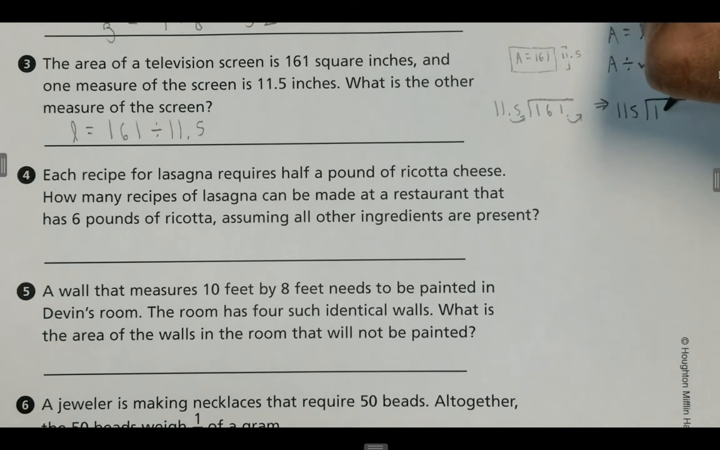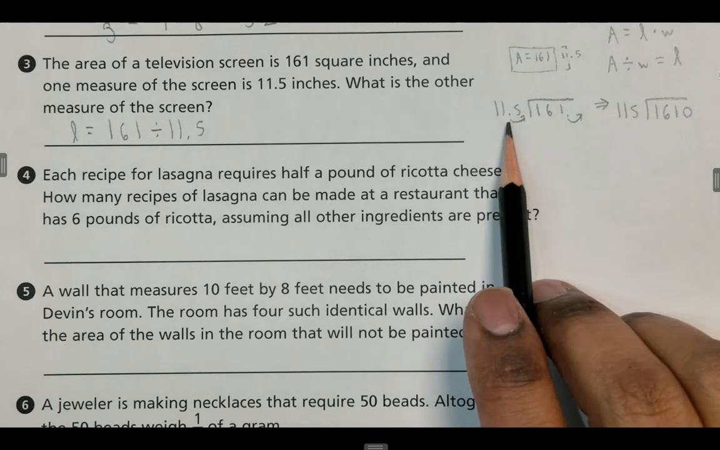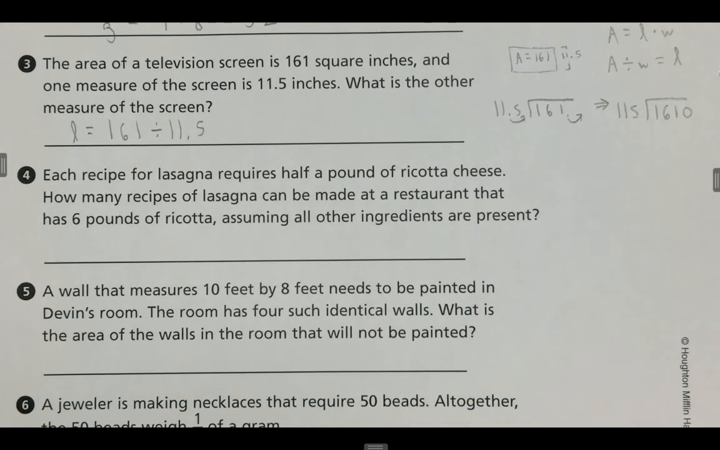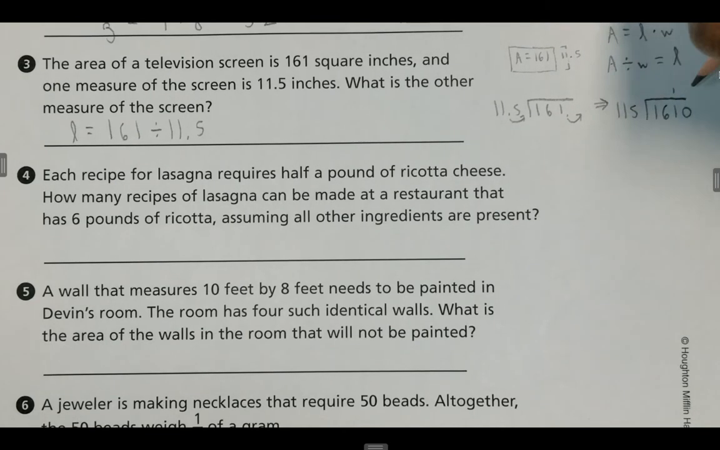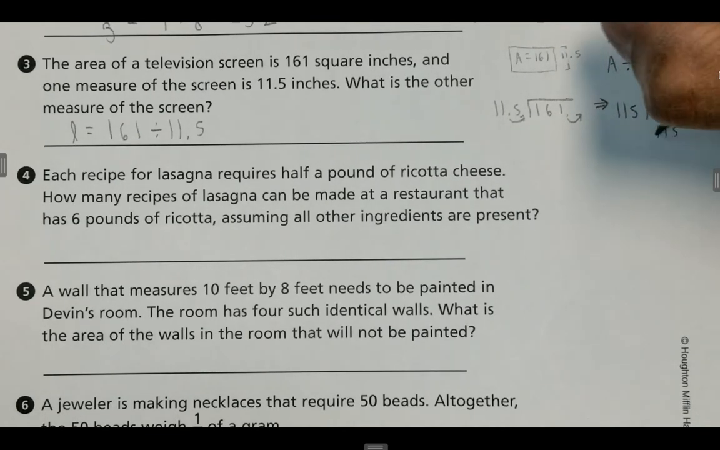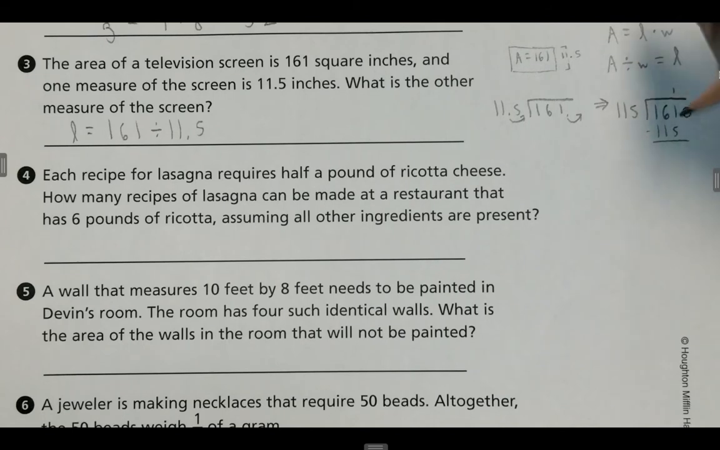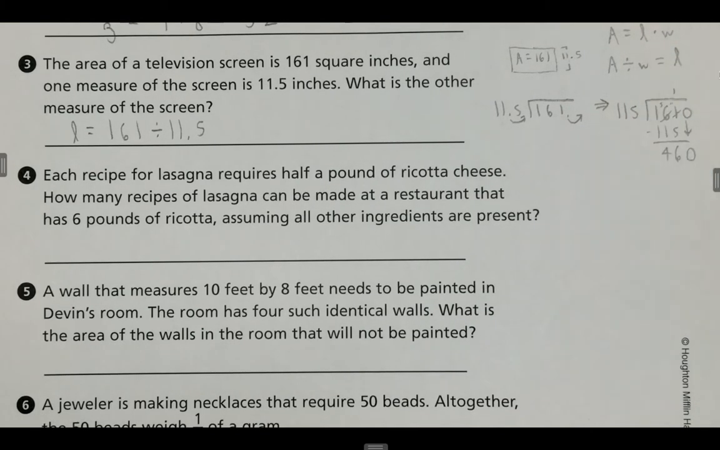And my dividend, I add a 0 because I did one push to this side and had to do one push to this side. Now 115 goes into 161 one time. Multiply that out. Let's subtract. The 1's got to borrow. 11 minus 5 is 6. 5 minus 1 is 4. Let's do our bring down.